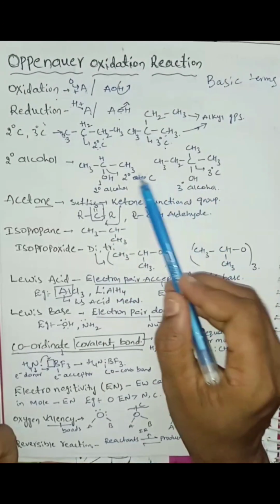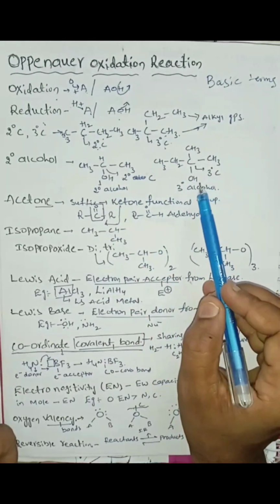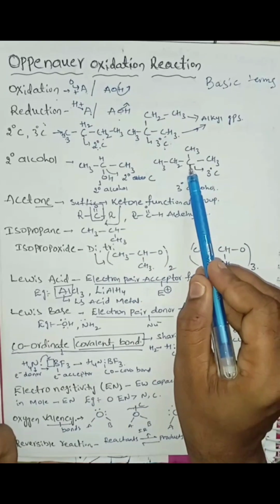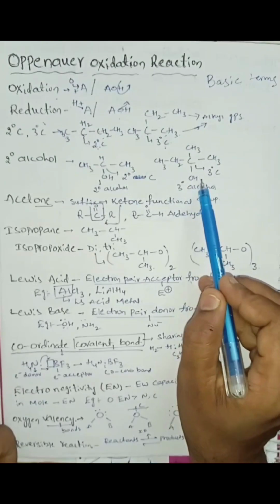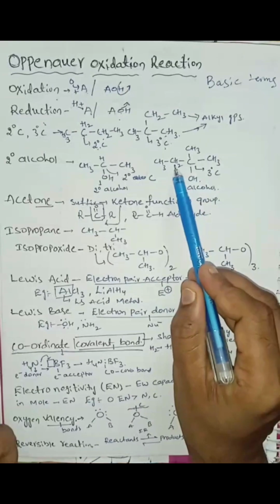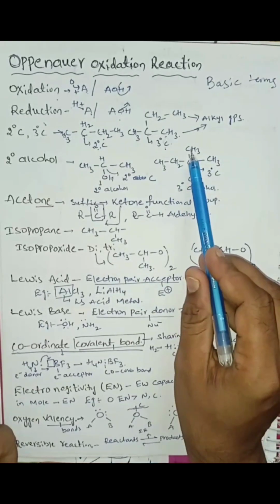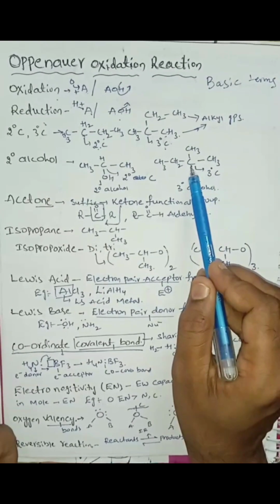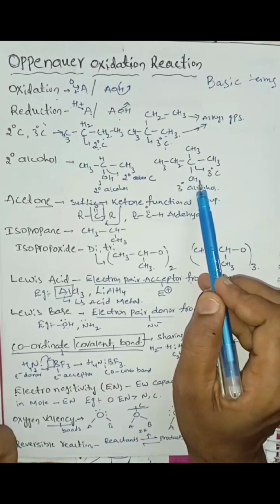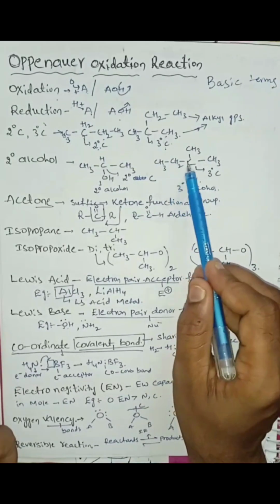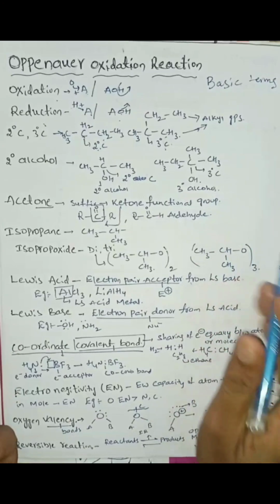Next, tertiary alcohol: a carbon which bears the hydroxyl group and is attached to three carbons. So this carbon is a tertiary carbon having the hydroxyl group. That's why this compound is tertiary alcohol.